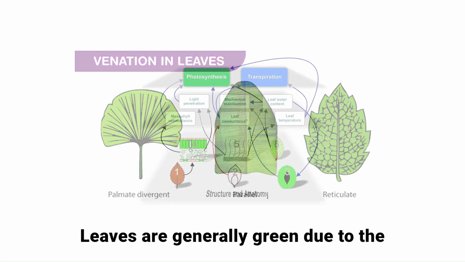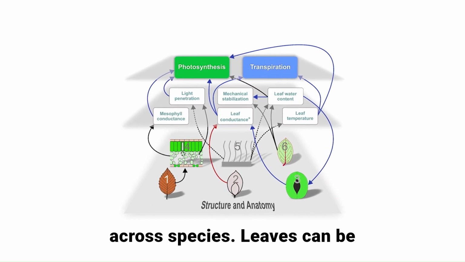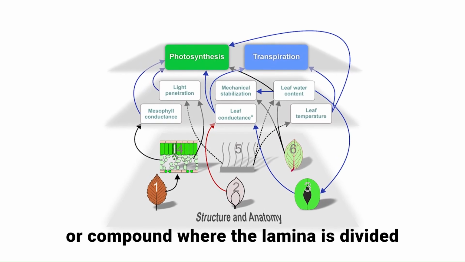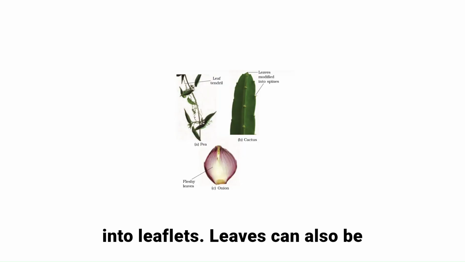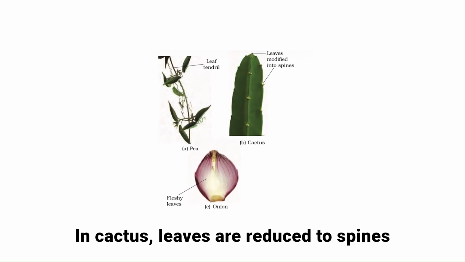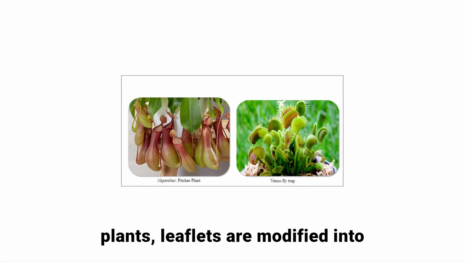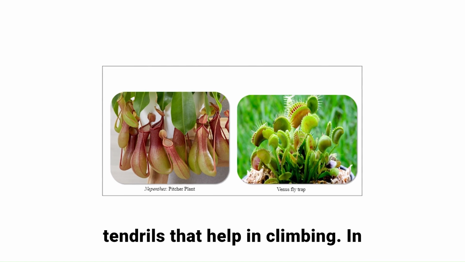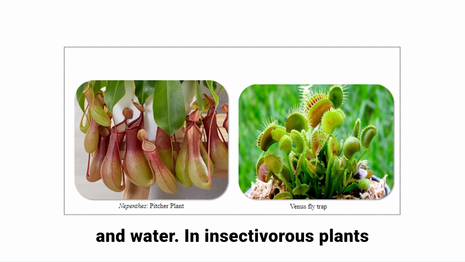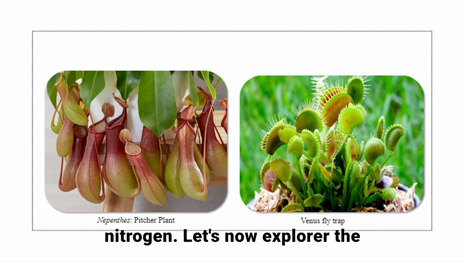Leaves are generally green due to the presence of chlorophyll, but their shapes, sizes, and margins vary greatly across species. Leaves can be simple, having a single undivided lamina, or compound, where the lamina is divided into leaflets. Leaves can also be modified for specific functions. In cactus, leaves are reduced to spines to reduce water loss. In pea plants, leaflets are modified into tendrils that help in climbing. In onion and garlic, the leaves store food and water. In insectivorous plants like pitcher plant or Venus flytrap, the leaves are adapted to trap insects for nitrogen.